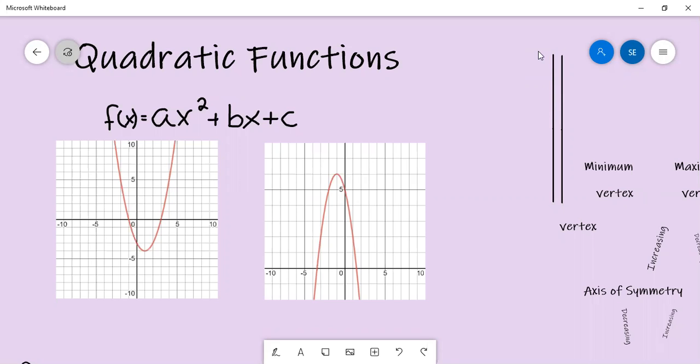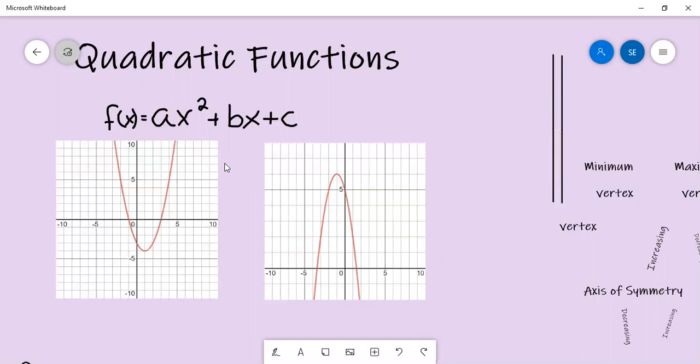So the general form for a quadratic function is f of x is equal to ax squared plus bx plus c, where a isn't equal to 0. If a is equal to 0, this term becomes 0. We just have bx plus c, and that's the equation for a line. So as long as we have an x term squared here, we have a quadratic function.